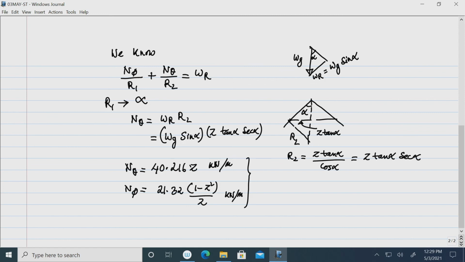Now, one thing you can note: at z equal to 0, the N phi is unbounded, that is at the apex where the shell is joined with the central column. There will be generation of bending moment, because the shell is monolithically built with the column. Therefore, membrane theory will not be adequate at the junction of the shell with the column. So, away from this junction, we have to calculate the forces.